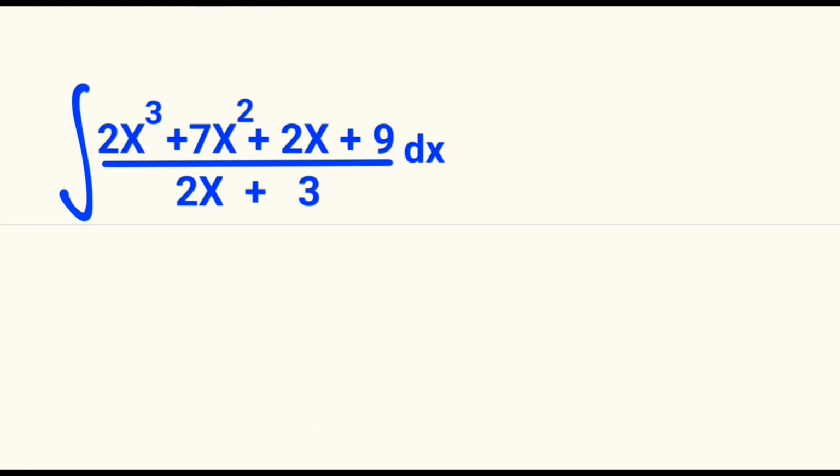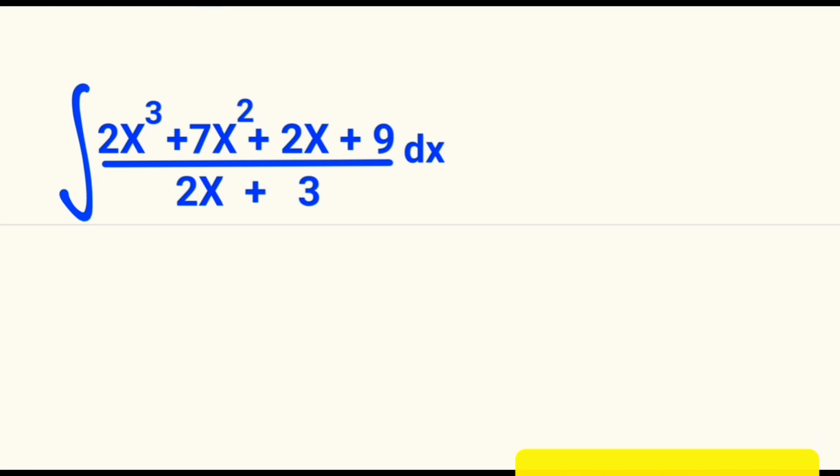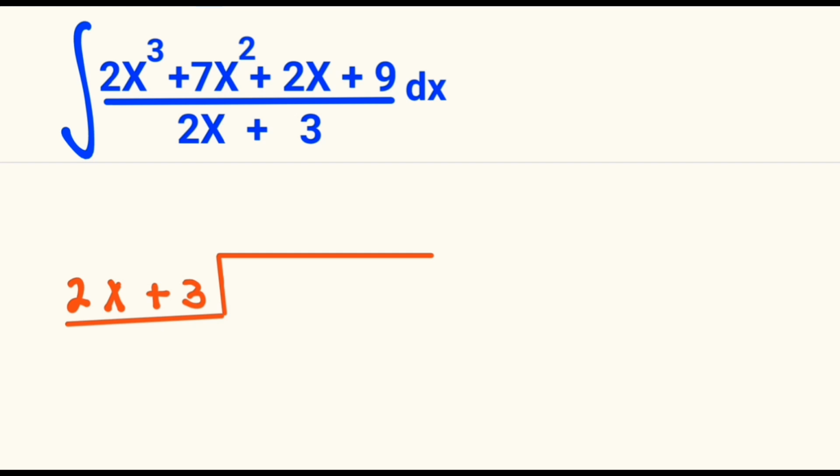So for this question, we have to evaluate the integral of 2x cubed plus 7x squared plus 2x plus 9, and this is divided by 2x plus 3. So we are going to use the long division since the power in the numerator is greater than the power in the denominator. For now, we drop the integral and we focus on simplifying the integrand using the long division method. On this side we will have 2x cubed plus 7x squared plus 2x plus 9.